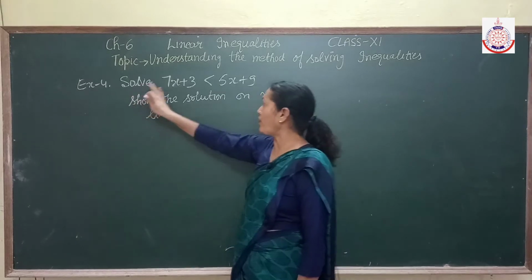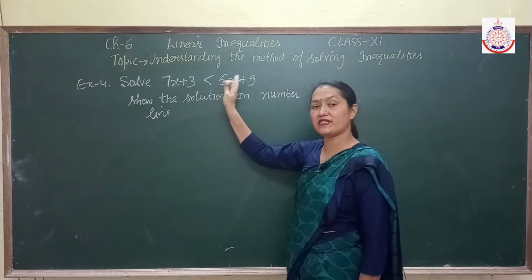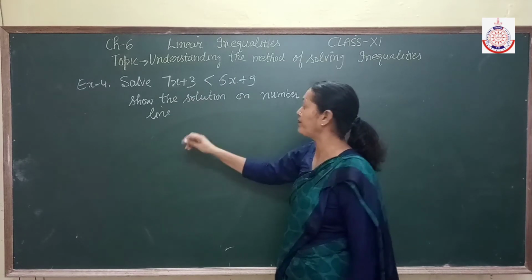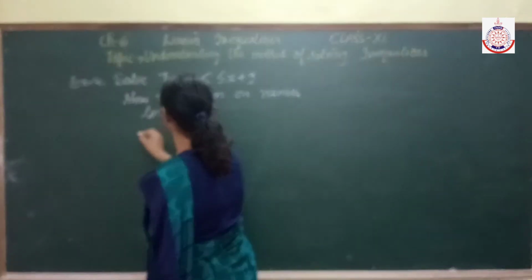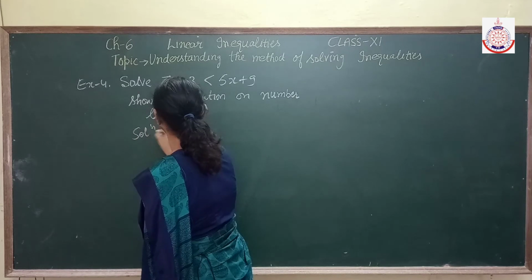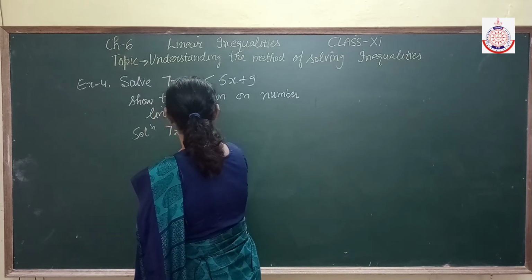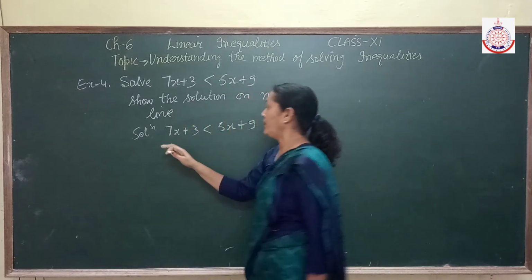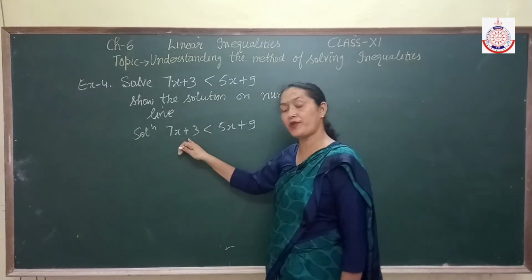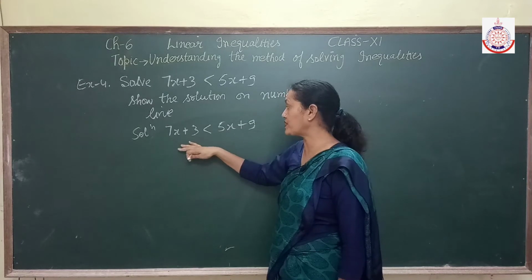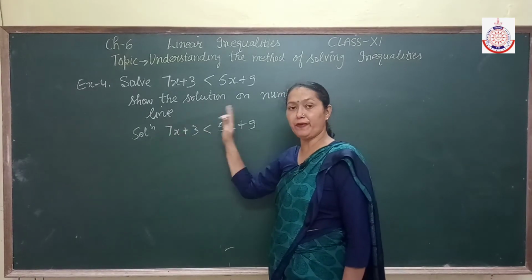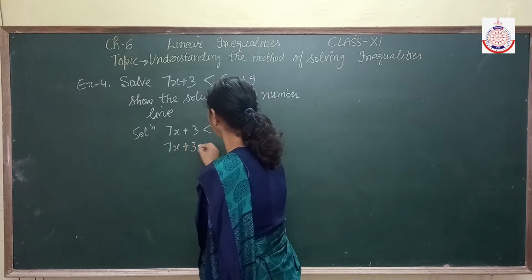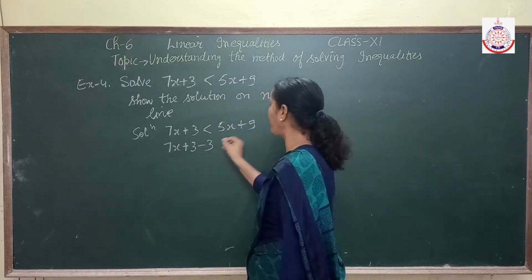Next example, solve 7x plus 3 strictly less than 5x plus 9, and here we have to show the solution on number line also. First of all, solve 7x plus 3 strictly less than 5x plus 9. What step is to be taken? This 3 is to be removed. That means plus 3 is there, so opposite will be minus 3. We will be adding minus 3, or you can say subtracting 3 from both sides.